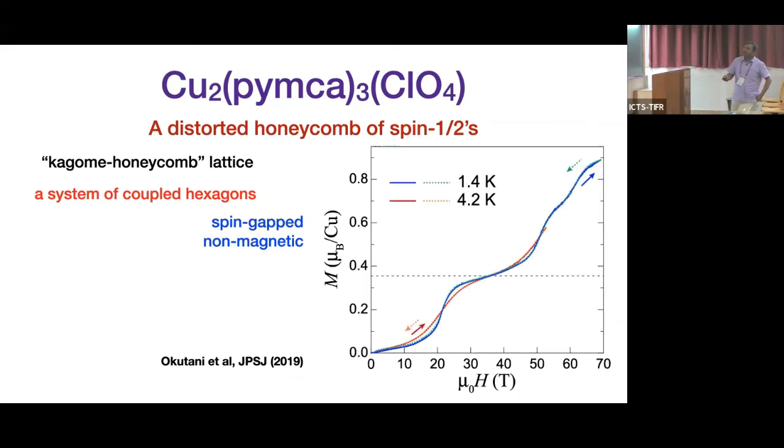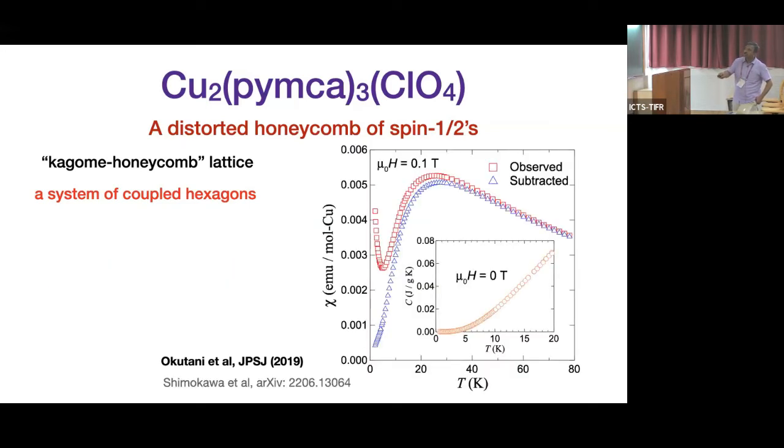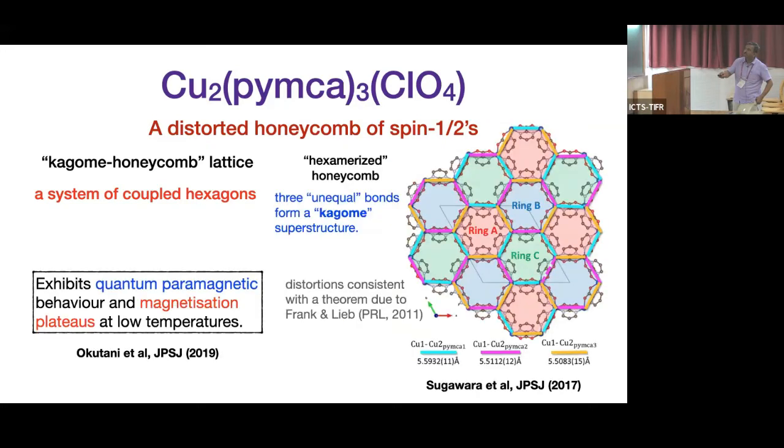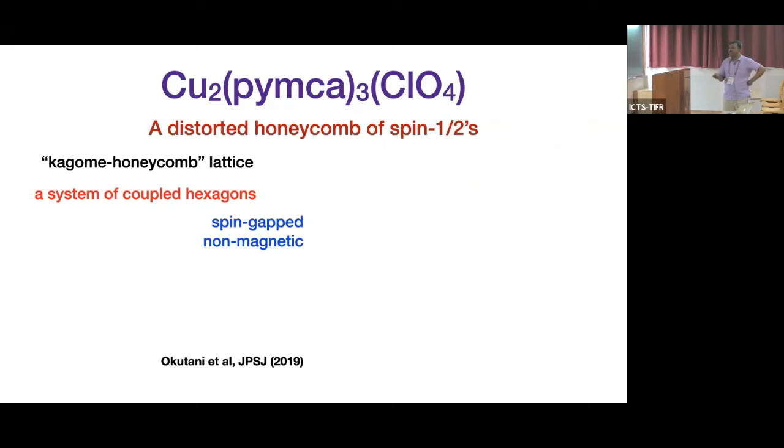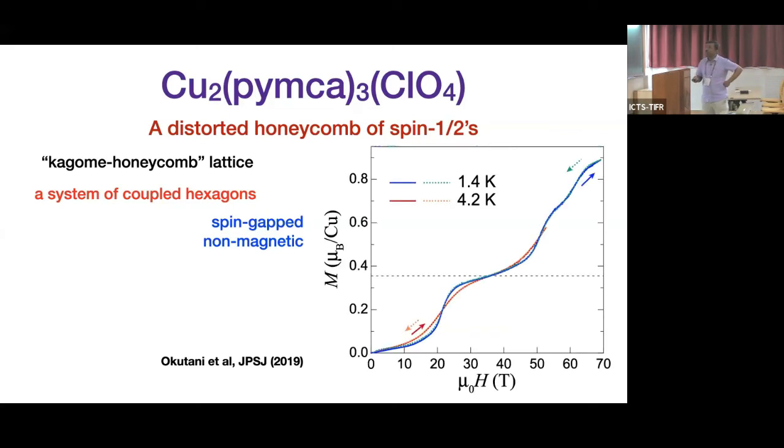Somehow the movement of slides is a bit slow. Anyway, let me go ahead. So for instance, the Curie-Weiss temperature measured from high temperature susceptibility is of the order of some 40 odd Kelvin with a negative sign, which means there is a strong enough antiferromagnetic exchange overall present in the system, and yet it's a non-magnetic system with a gap.